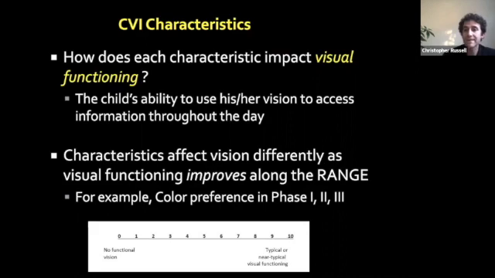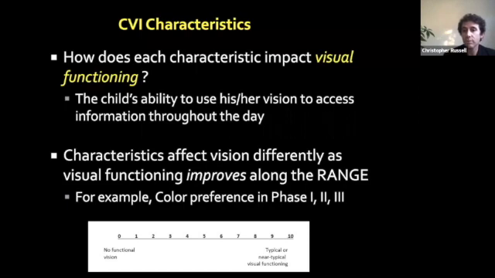And there's no such thing as 10 because you never fully resolve CVI. But I have seen kids go from 1 to 7, 8. I've seen only a couple kids who I would really say I'm confident are at like the 9 level. But I've seen plenty of kids go from phase 1 to phase 3 in a period of 5-6 years.